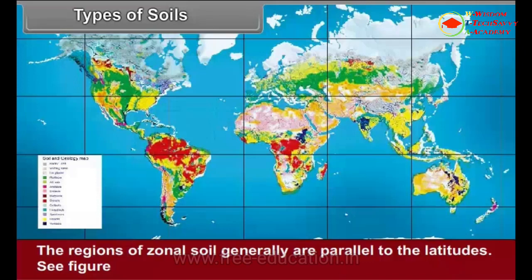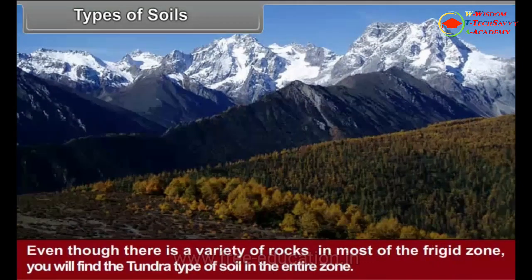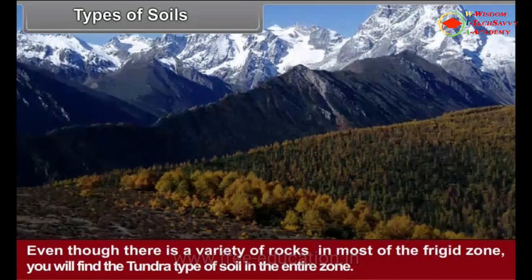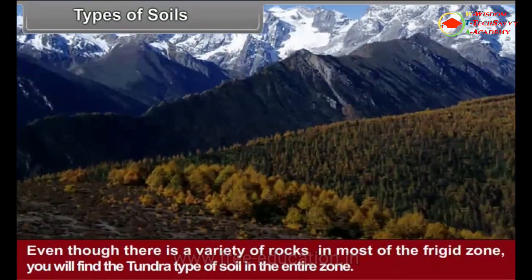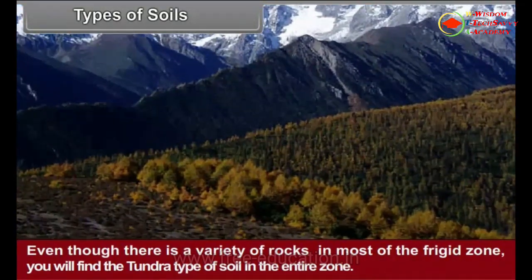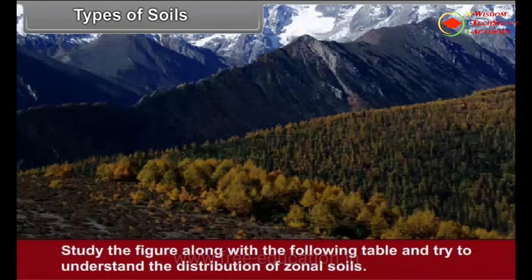See figure 8.5. Even though there is a variety of rocks in most of the frigid zone, you will find the tundra type of soil in the entire zone. Study the figure along with the following table and try to understand the distribution of zonal soils.